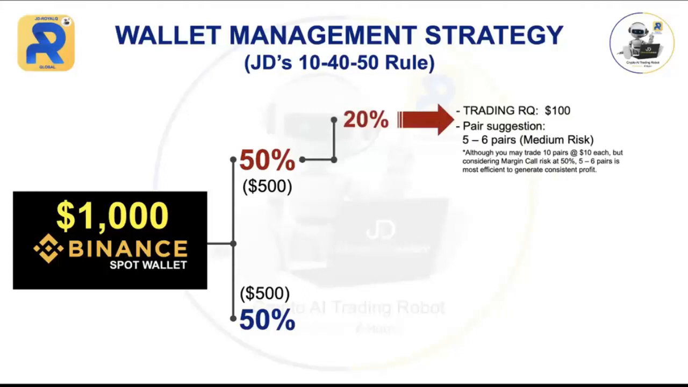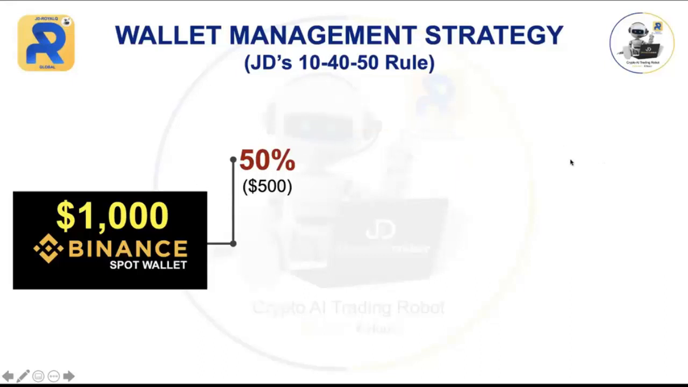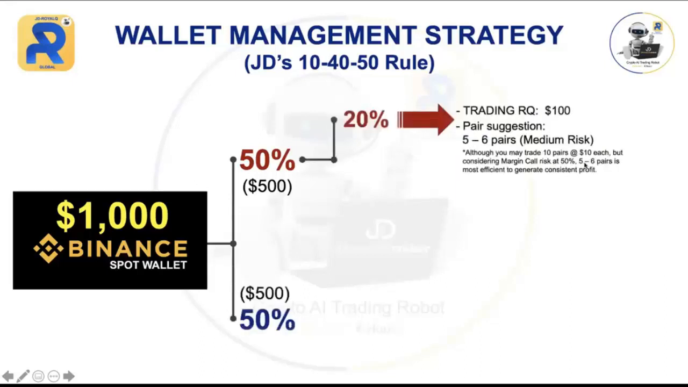$500 will then be divided into two portions. 20% of that, which is $100, will actually go for my trading. Now, if I'm going to trade $100, the pair suggestion here will be 5 to 6 pairs. Can you see that? 5 to 6 pairs, which is medium risk. Actually, with $100, I can trade about 10 pairs, but I'm not going to go max, because if I go max, that is a high risk. So I don't want to do a high risk. I want to have some margin available. I will explain that to you very shortly.